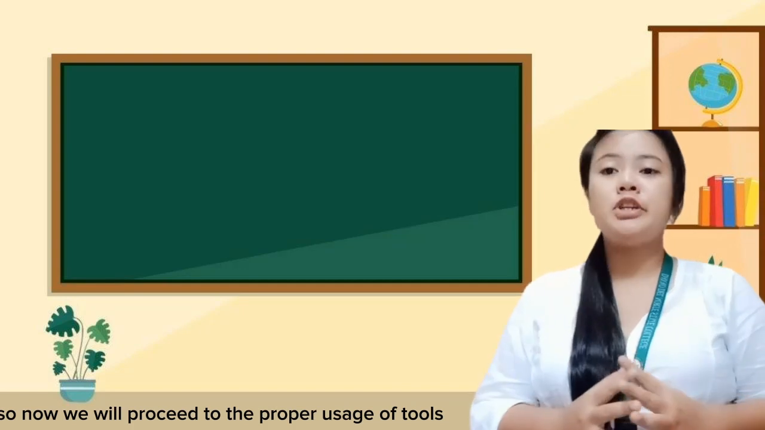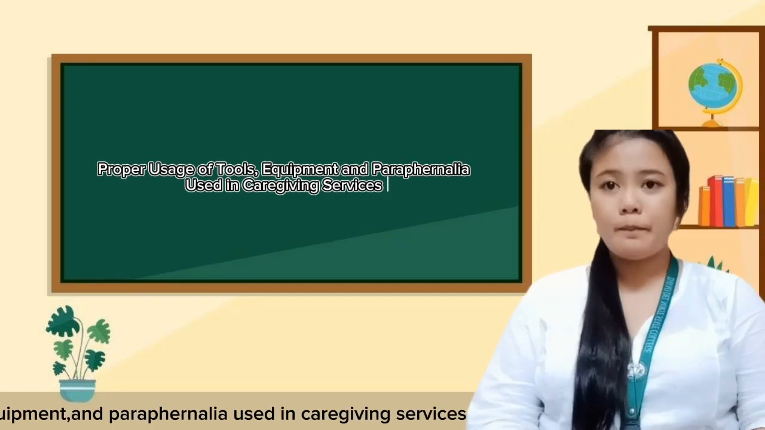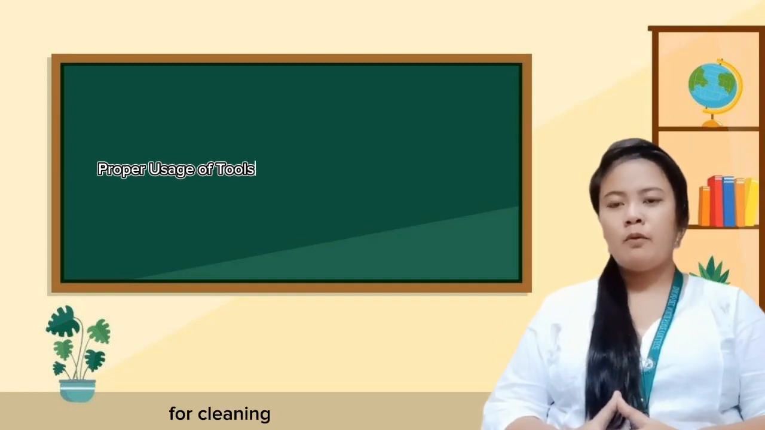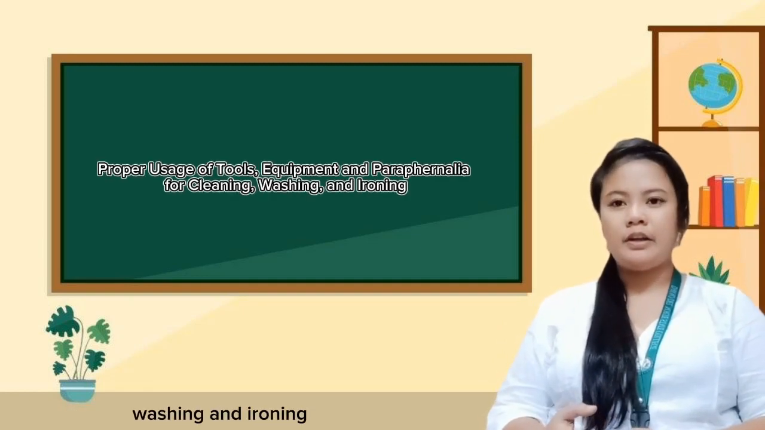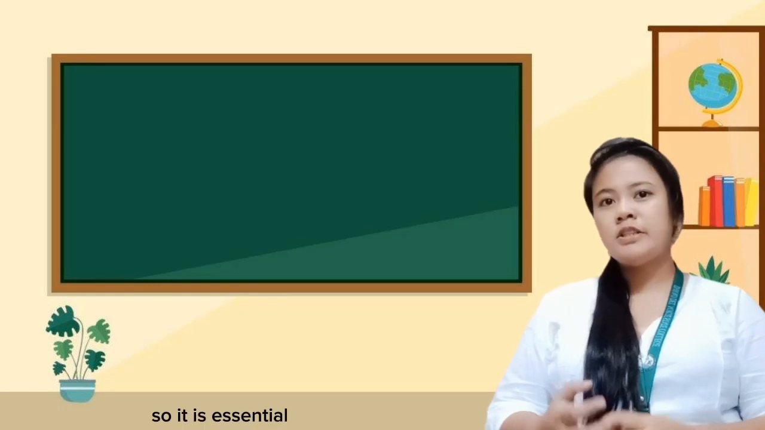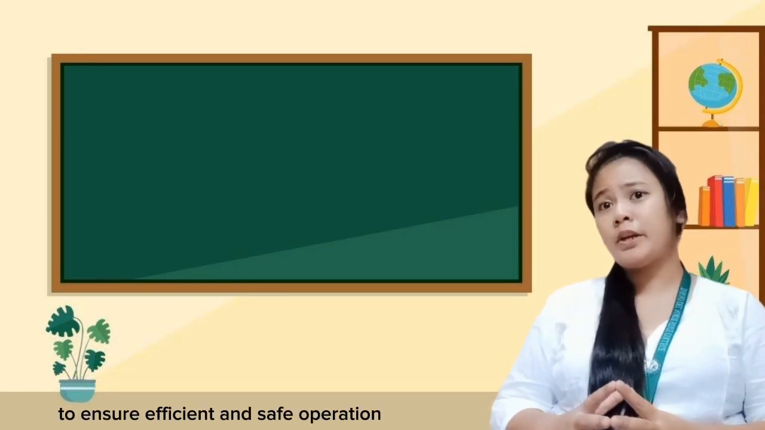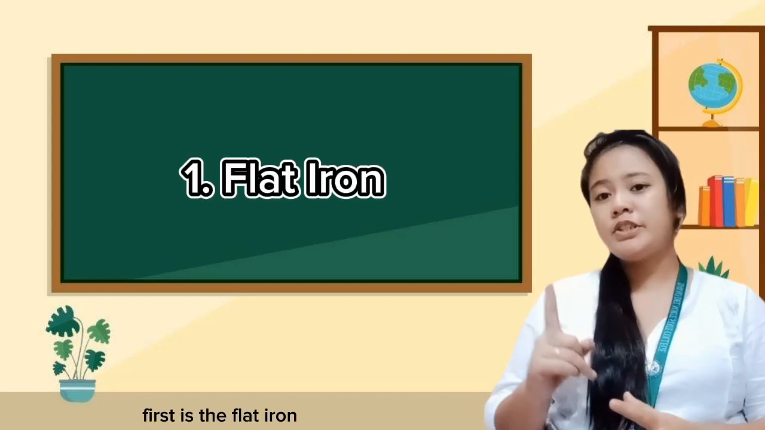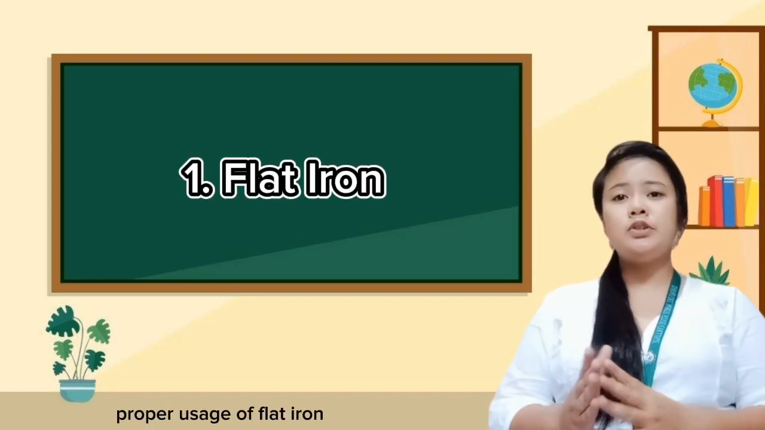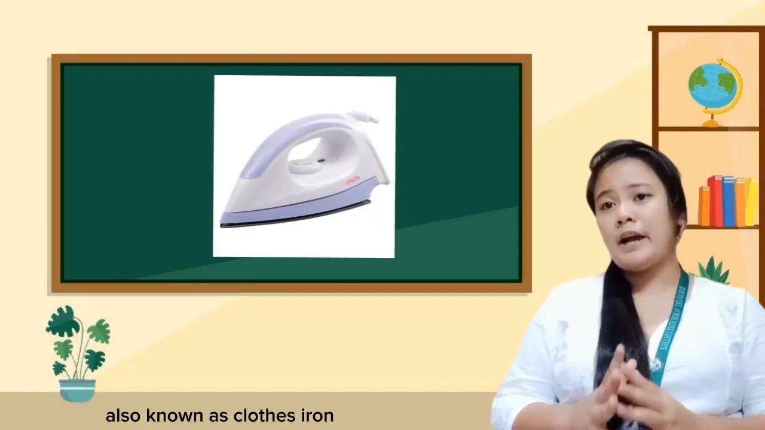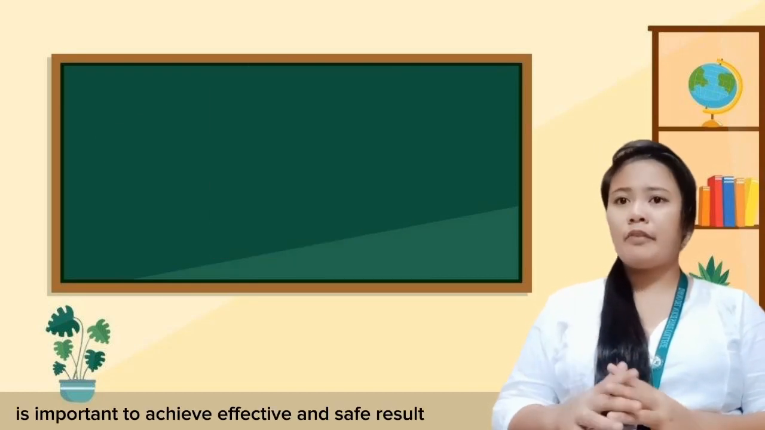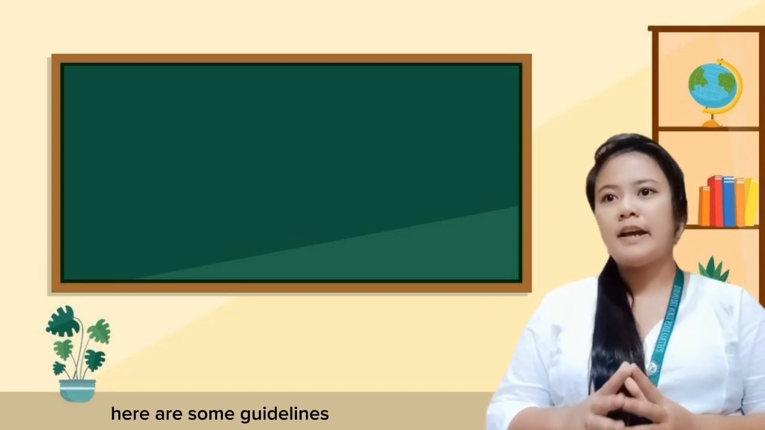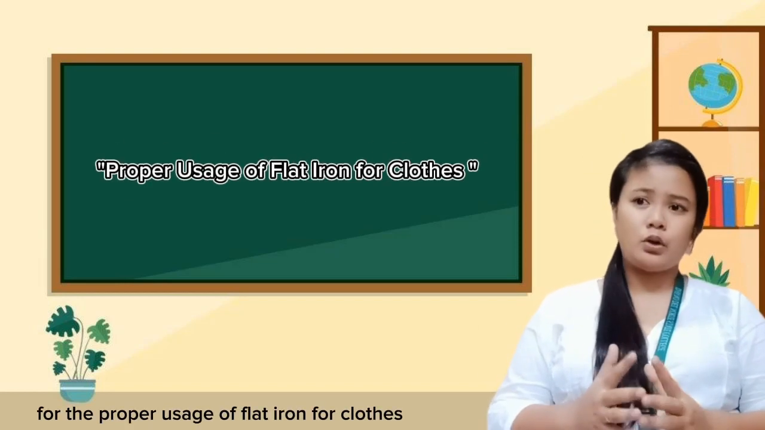So now we will proceed to the proper usage of tools, equipment, and paraphernalia used in caregiving services for cleaning, washing, and ironing. It is essential to ensure efficient and safe operation. Here are some guidelines for their proper usage. First is the flat iron. Proper usage of a flat iron, also known as a clothes iron, is important to achieve effective and safe results when ironing clothes. Here are some guidelines for the proper usage of a flat iron for clothes.